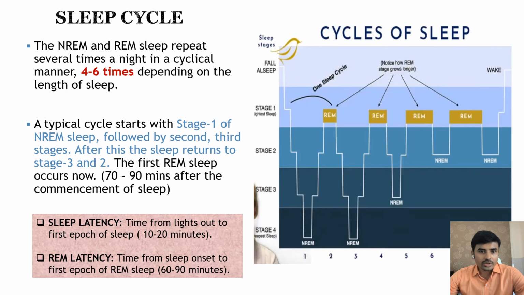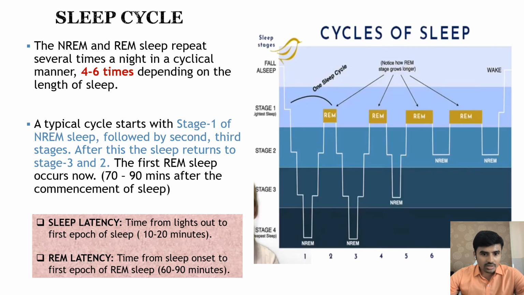Sleep cycle. The NREM and REM sleep cycle repeats several times a night in a cyclical manner, 4 to 6 times depending on the length of sleep. A typical cycle starts with stage 1 of NREM sleep, followed by the second and third stages. After this, the sleep returns to stage 3 and stage 2. The first REM sleep occurs now, 70 to 90 minutes after the commencement of sleep.